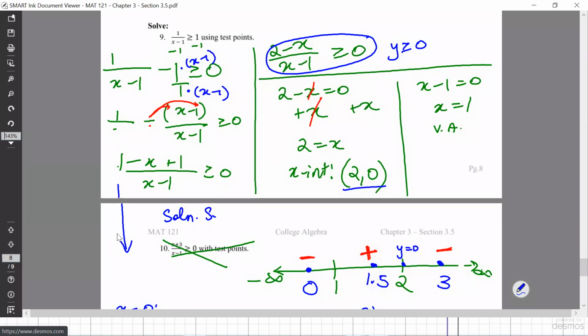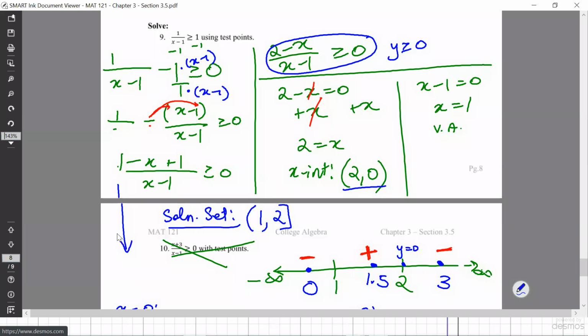Since our intercept is 2, we put a bracket. Okay, so tell me what that notation looks like. Parentheses 1, 2 bracket. So you can see the only place where our y value is greater than 0 is in that center, right? So that's between 1 and 2.